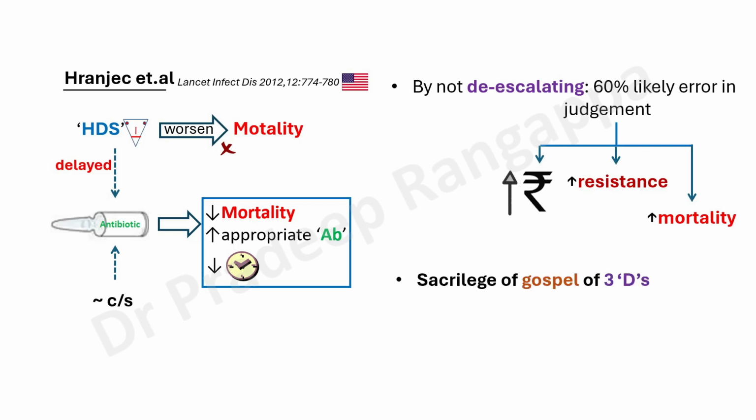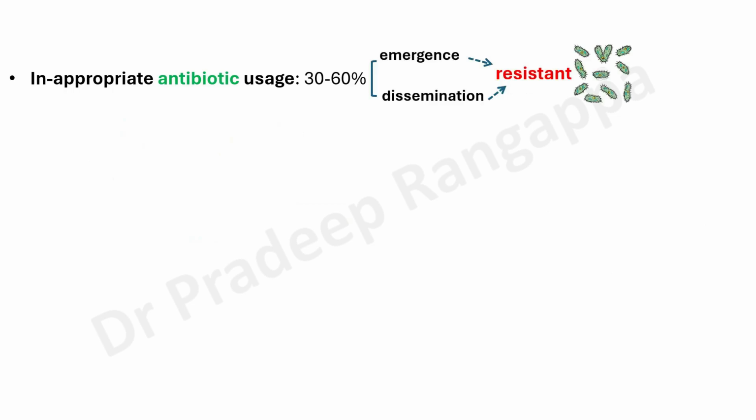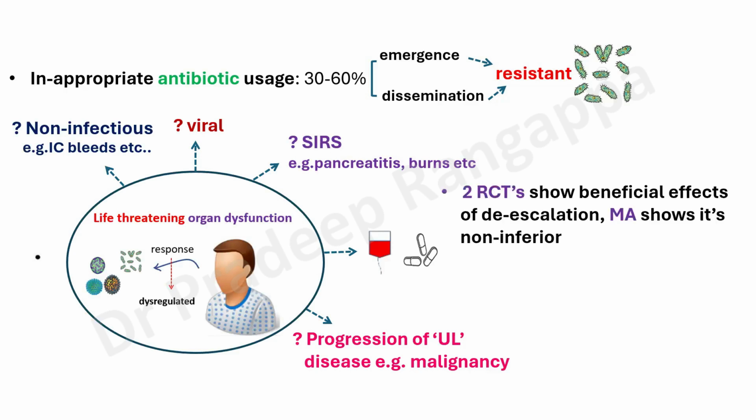And this leads to sacrilege of the 3Ds, which I say are sacrosanct for antimicrobial stewardship, where we talk about right dose, right duration, and de-escalation. By not de-escalating, you are sacrificing one D. So inappropriate antibiotic usage, as I already mentioned, is done in 30 to 60% of patients and leads to emergence and dissemination of resistant organisms. And these are the situations where we continue to use antibiotics.